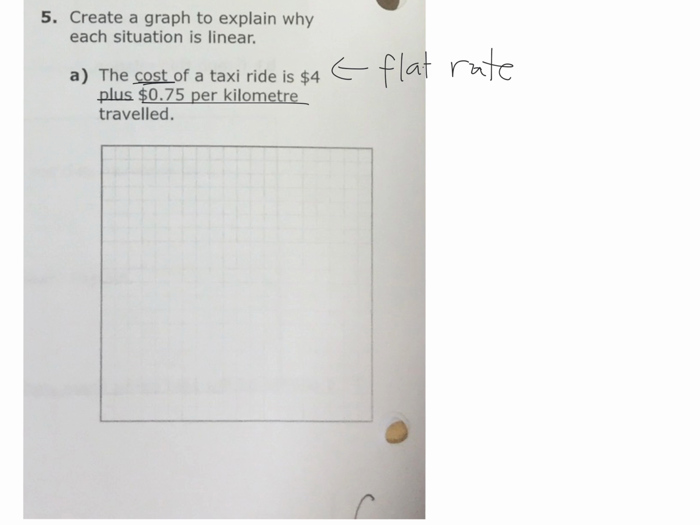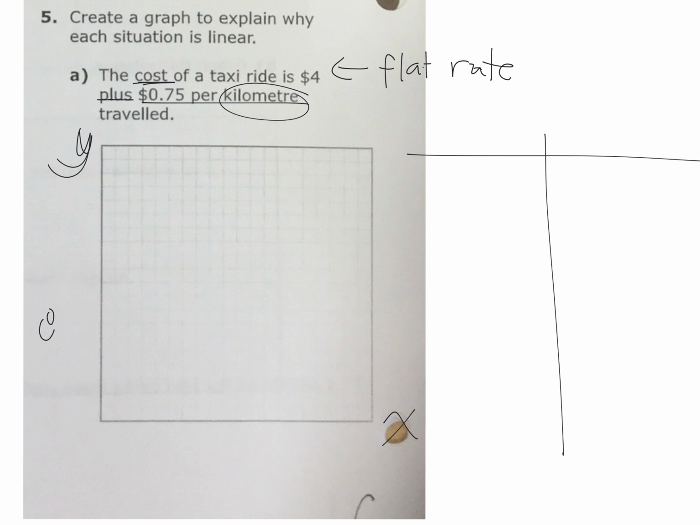So what is the relationship here? What am I going to put on my graph? We're looking at a relationship between cost and kilometers. Does the cost depend on the kilometers you travel, or do the kilometers depend on the cost? The cost depends on how many kilometers you travel. So cost is dependent, which means it's going to go on the y-axis. Number of kilometers is independent. So that would be on the left side of the table, and cost would be on the right side.